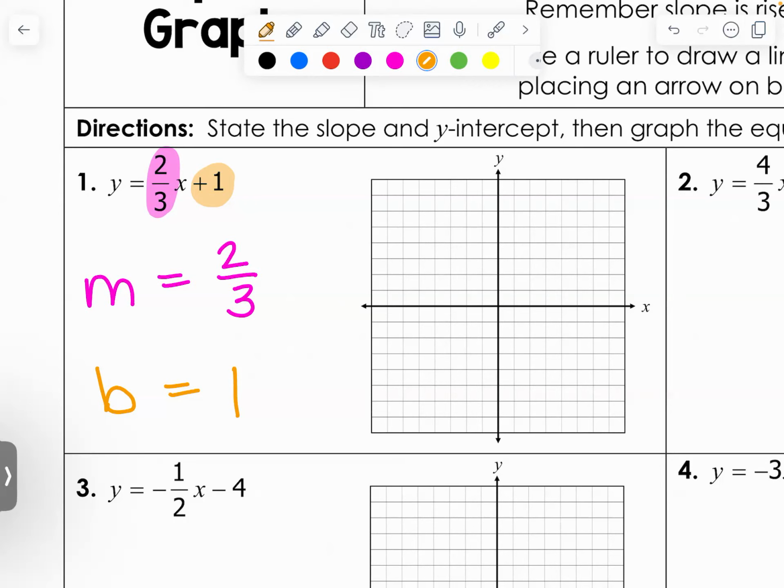Okay, so we're going to start with B. B for begin. We're going to begin with our y-intercept. Our y-intercept is 1. So here's the y-axis. I'm going to go up to 1 on our y-axis, and I'm going to make a point.